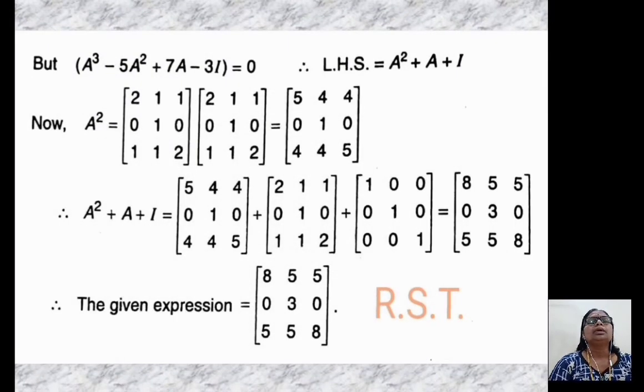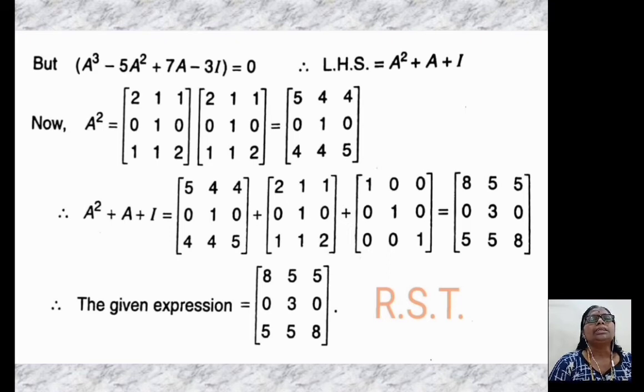But every square matrix satisfies its characteristic equation. Hence, we get A cube minus 5A square plus 7A minus 3I equal to 0. Using this, we get LHS of the above equation equal to A square plus A plus I.